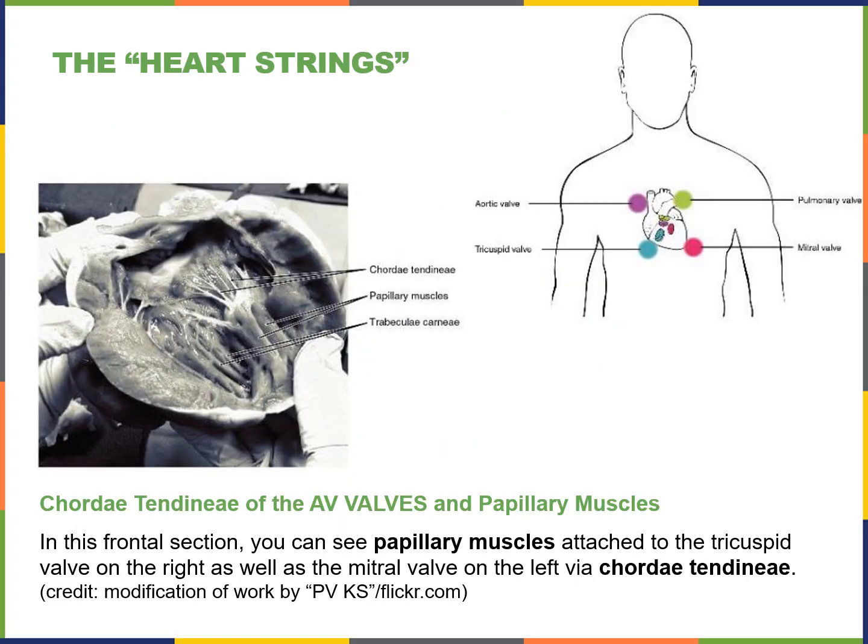Heartstrings. Chordae tendineae of the AV valves and the papillary muscles. In this frontal section, you will see papillary muscles. So these muscles here, the strings, the chordae tendineae, are attached to the papillary muscles. And when the ventricles contract, these muscles also contract. And when they contract, they keep the cusps of the AV valves closed tight, so that blood cannot back up from a ventricle into the atria.